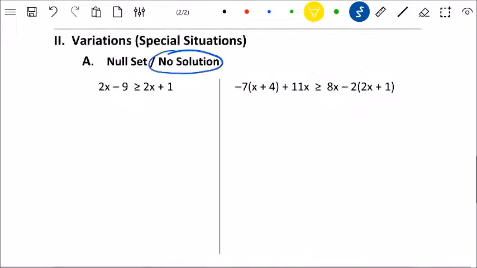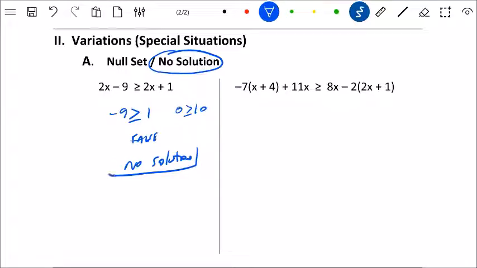And that means we say infinite solutions. Back up there, this one, remember what happened here was this came to negative 9 greater than or equal to 1, or we would have gotten 0 greater than or equal to 10, both of which are false. And when it's false, we say no solution. And over here, same thing. We work this out. We're going to get negative 28 greater than or equal to negative 2, which is not true. That's not a true statement. So therefore, we would say no solution.